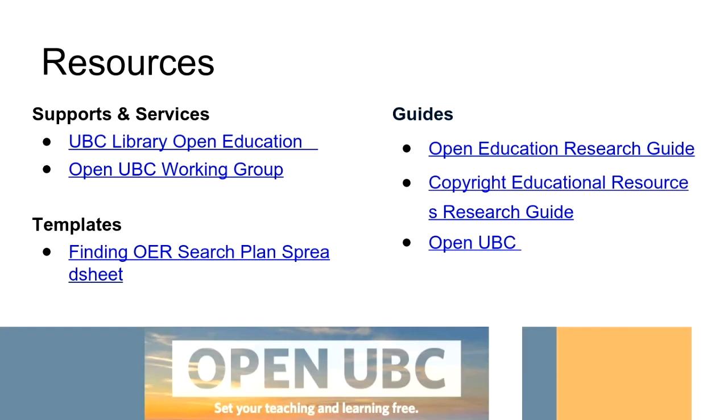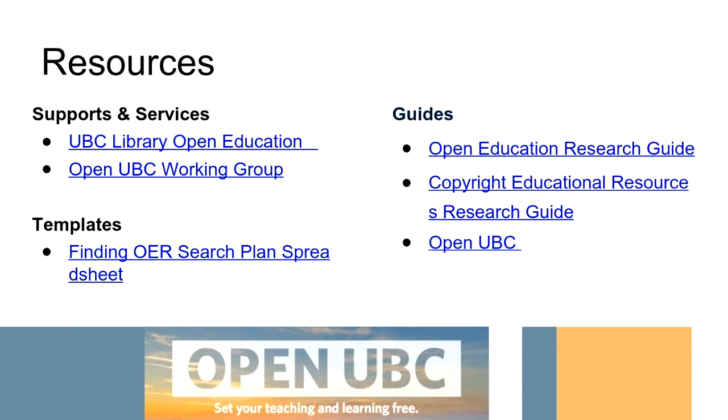And finally, just resources and supports that are available. We do have the UBC Library Open Education Guide that will provide you all the spaces to search for open content. We have Open UBC, which supports open scholarship activities, and you'll see those under the consultations, who those people are. We have a number of templates for finding OER, search plan spreadsheets that you can use for your own OER projects.